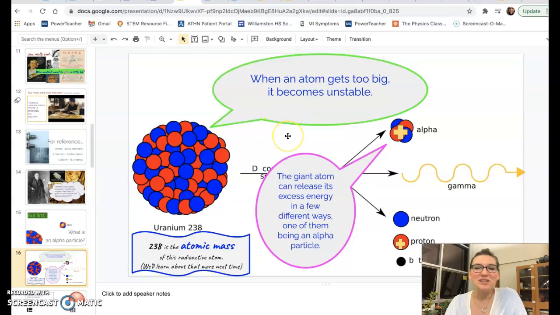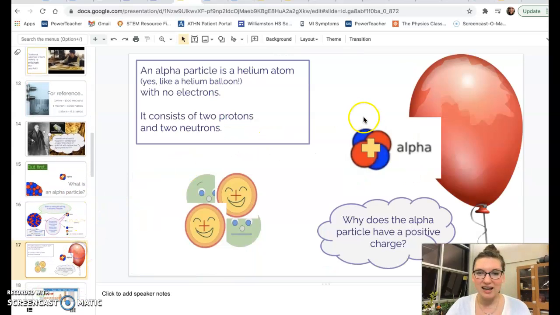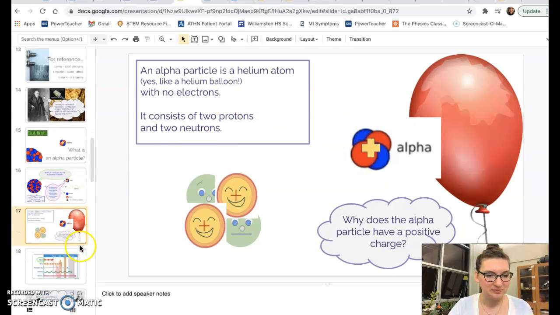So this is how this happens. When an atom gets too big, it becomes unstable. And so then what happens is that there's not enough of what's called the strong force, which you're going to hear about pretty soon, and pieces of that atom shoot off. And one of those pieces is called an alpha particle. What it is, it's a helium atom that has no electrons. So it's just 2 protons and 2 neutrons, which you're going to hear about pretty soon. So positively charged because there's no electrons there, and it's going to shoot out at the gold foil.